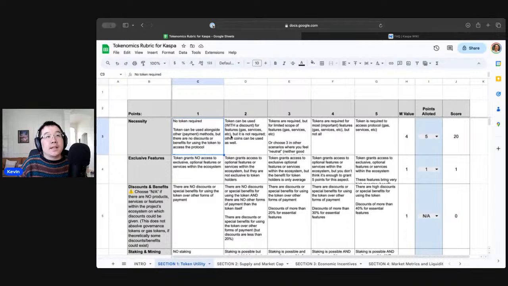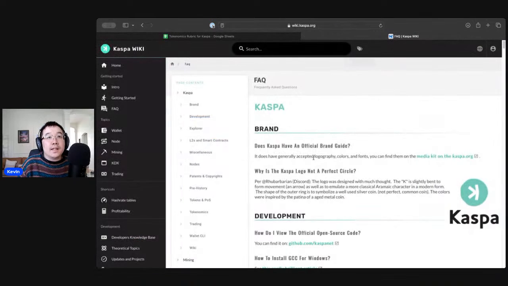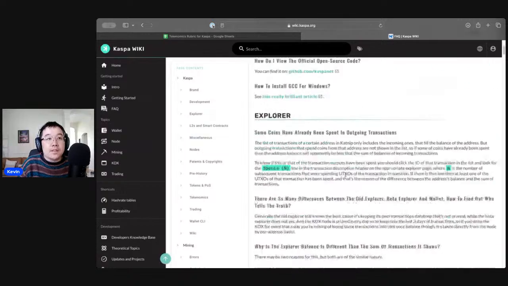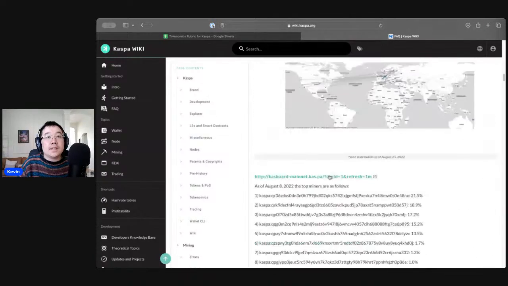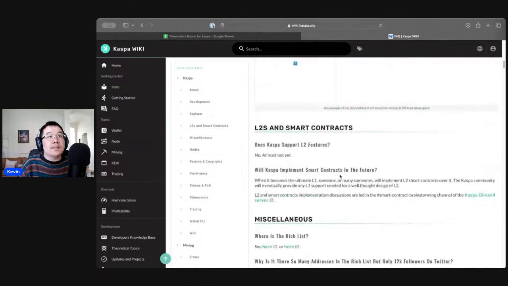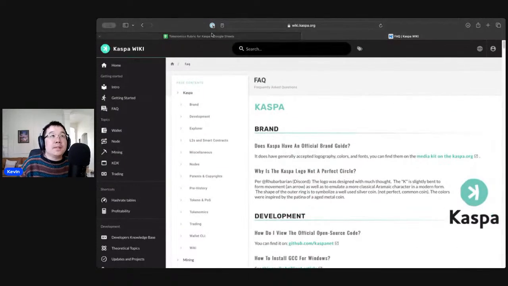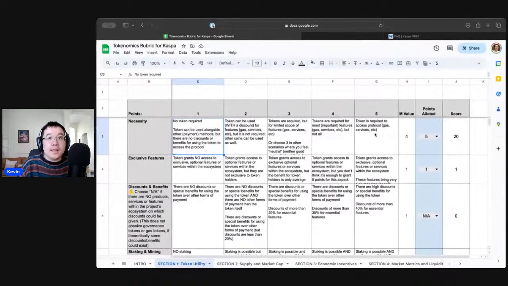But necessity, like how necessary is the token, right? Well, for Kaspa, if we look at their FAQ list and just their website, it is extremely necessary. It is required to access the protocol, like gas fees and whatnot. So it gets a score of 5 here.